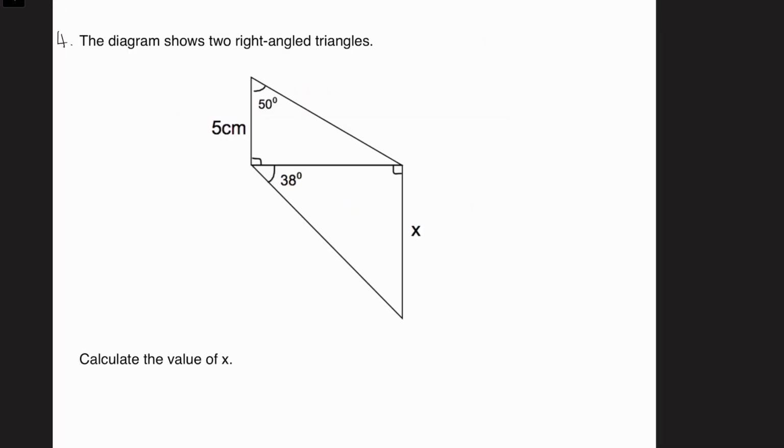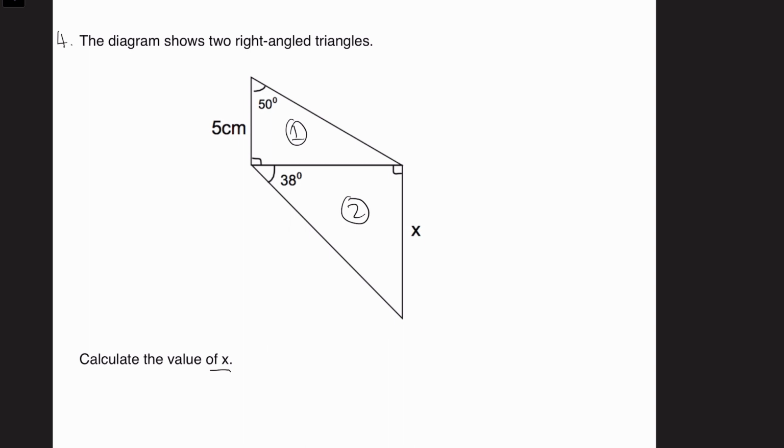And now the final question. The diagram below shows two right-angled triangles. Calculate the value of x. Okay, so let's first deal with this triangle. We'll call this triangle number 1 and we'll call this triangle number 2. So we have to deal with triangle number 1 first.